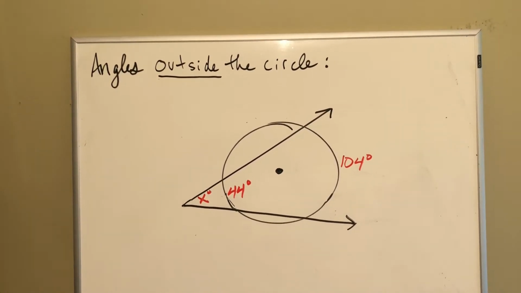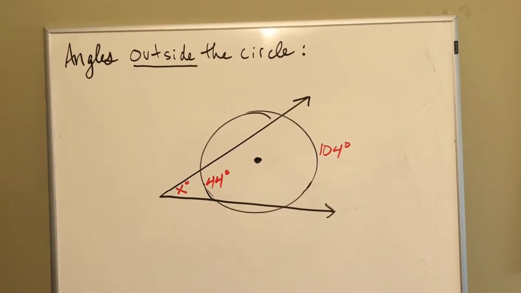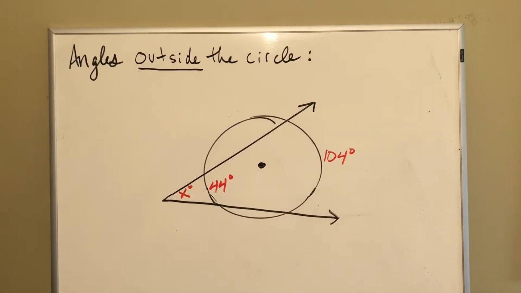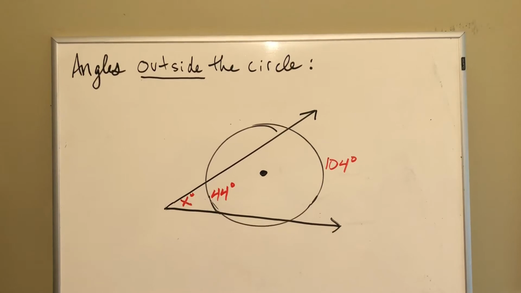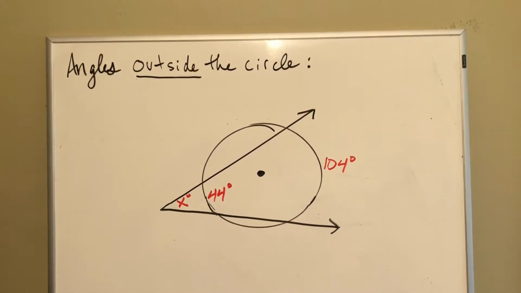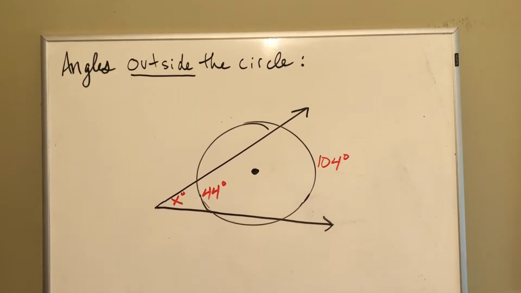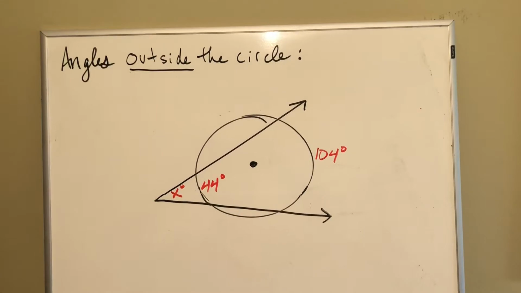So we looked at angles on the circle, we looked at angles inside the circle. Now let's take a look at angles outside the circle. So these are formed by two secants, potentially, right? A secant is going to be a line that passes through a circle, not necessarily a chord, which is confined just to within inside the circle.